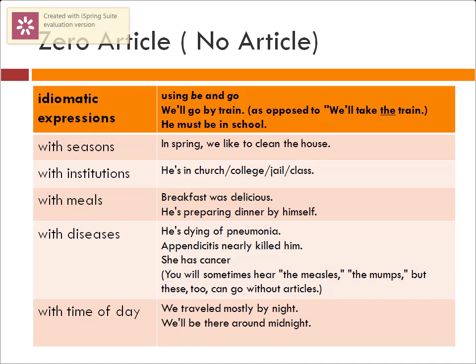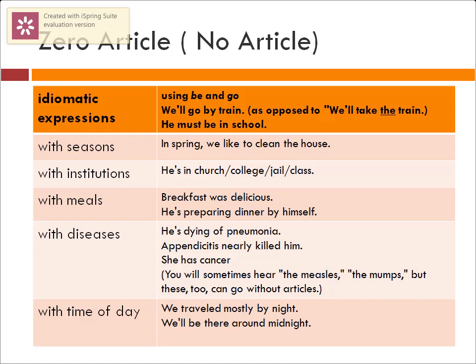Right. There are some cases when we do not use any article at all. This kind of thing is called zero article. We do not use any article before idiomatic expressions like using be or go. He will go by train. He must be in school. Or with the names of the seasons like spring, summer, winter, and so on. In spring, we like to clean the house.